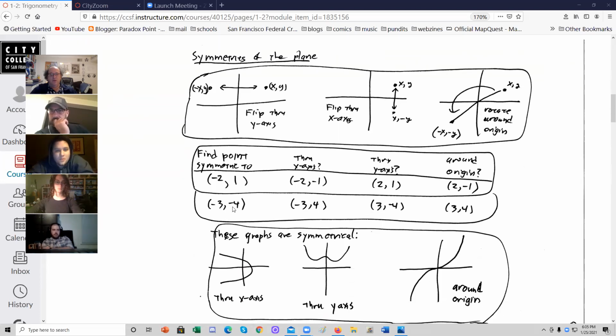(-3, -4). Flip through the x-axis is (-3, 4). Flip through the y-axis is (3, -4). Flip through the origin is (3, 4).